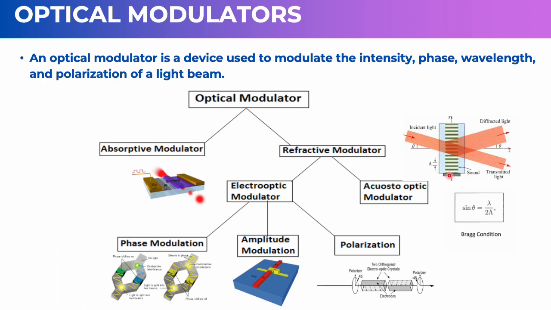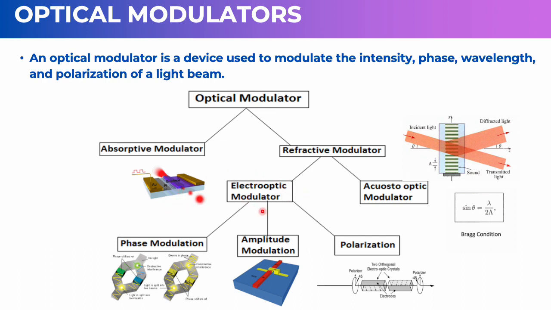What happens here is there's a sound control, and there are diffraction gratings, and when light is incident, depending on the sound, the refractive index of the medium would change, and that would lead to different diffracted and transmitted lights depending on the sound wave. Similarly, the absorptive modulator operates by varying the absorption of light in a material in response to an external stimulus, typically an applied voltage. The modulation occurs as the material's absorption characteristics change, and that affects the intensity of the transmitted light, as we see here.